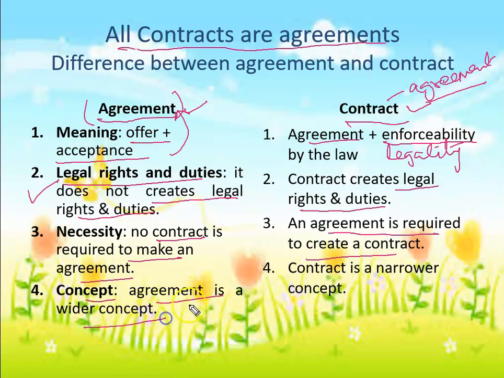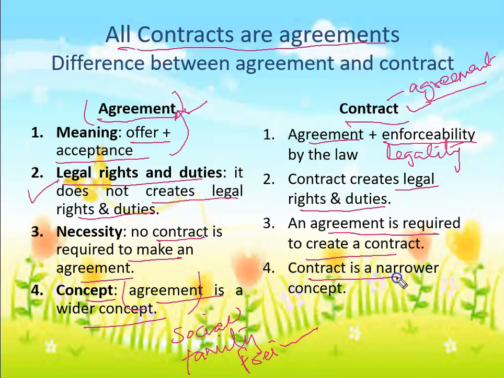Next one is concept. Agreement is a wider concept. Why is agreement a wider concept? Because every type of agreement, maybe it's a social agreement, maybe it's a family agreement. Family agreement means agreement made between family members, maybe between friends, right? Any kind of agreement comes under the category of agreement only, right? So therefore we can say agreement is a wider concept.